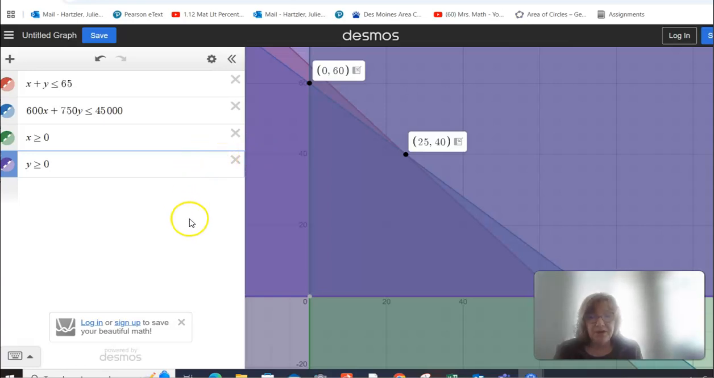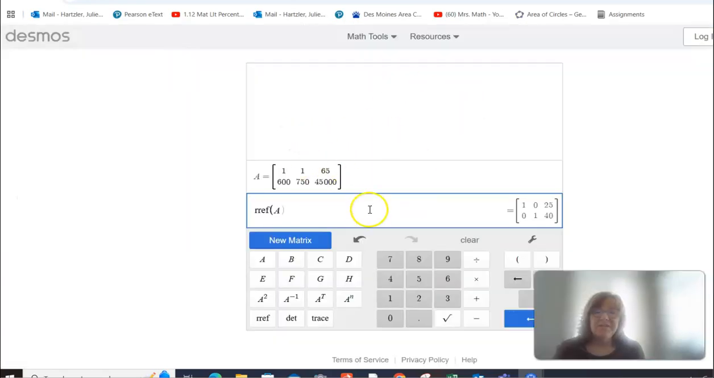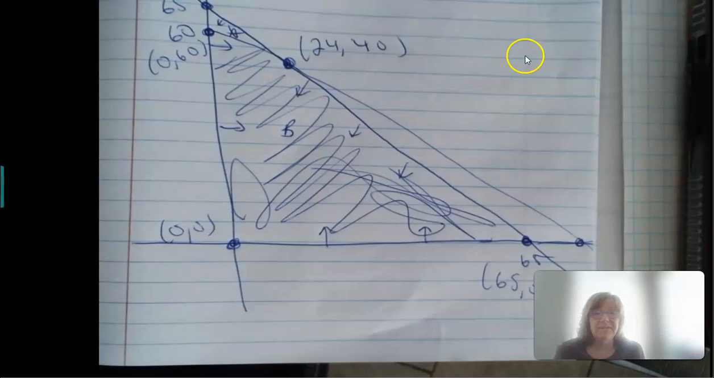All right, I'm going to pause again, and we're going to go back, make the chart, and solve the story problem. The other thing I was going to show you is you could do matrices to see where those two lines cross as well. So 1, 1, 65, 600, 750, 45,000, and do RREF, and that will spit out that they cross at 25, 40 as well. All right, I am going to go back to our lovely graph.